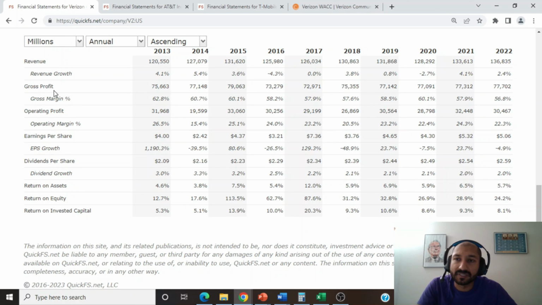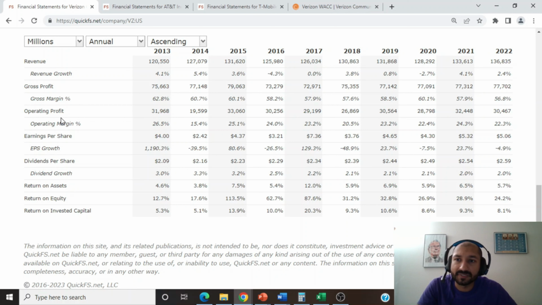The gross profit is what we get when we subtract the company's cost of goods from its revenue. Back in 2013, the company's gross profit was about $76 billion, and for the year 2022, it's about $78 billion. For the past 10 years, the company's gross profit, similar to the company's revenue, has been trending up. Next, focusing on the operating profit.